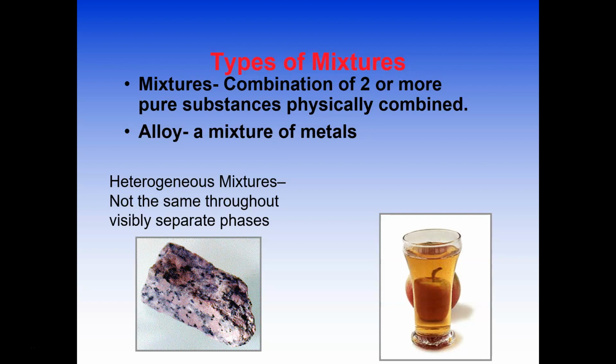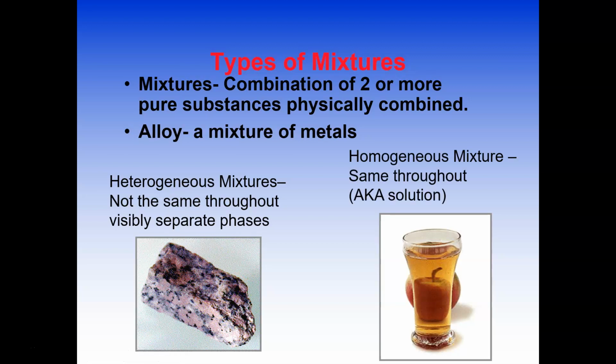Down here, you can see two different types of mixtures. We have a heterogeneous mixture, and you can see it is not the same throughout. We can visibly see the different types of elements that are existing in this rock. Meanwhile, a homogeneous mixture is the same throughout and is a solution. Apple juice is usually made of apple juice, some water, and a bunch of other things, but you can't see them. It just creates the one amber-colored liquid.